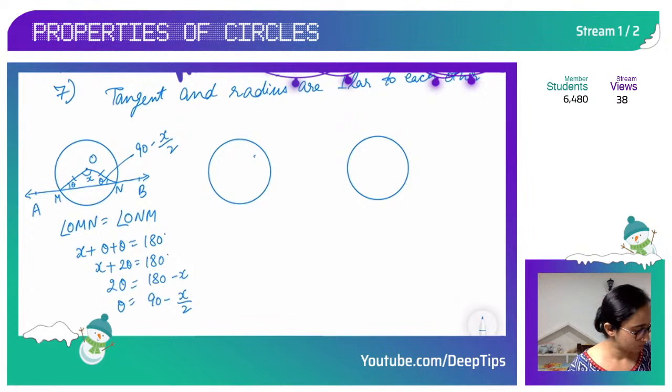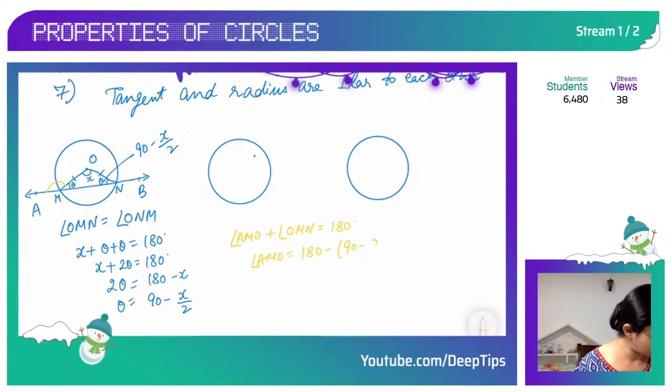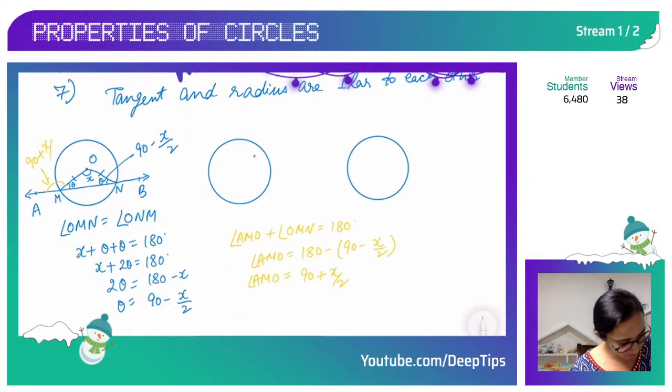Okay, now if I want this angle AMO. Now I know that angle AMO plus angle OMN is equal to 180 degrees. This AMO plus theta is 180 degrees because it's on a straight line, right? So my AMO will be equal to 180 minus (90 minus X by 2). I am writing it directly. So my angle AMO is equal to 90 plus X by 2. Correct? So this angle is 90 plus X by 2 and this angle is also 90 plus X by 2 because they are equal. Okay?